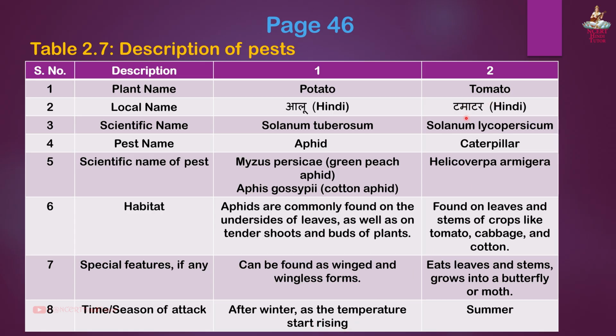Next, tomato. Local name tamatar, Hindi. Scientific name Solanum lycopersicum. Pest name caterpillar. Scientific name of pest Helicoverpa armigera. Habitat: found on leaves and stems of crops like tomato, cabbage and cotton. Special features: eats leaves and stems, grows into a butterfly or moth. Time season of attack: summer.